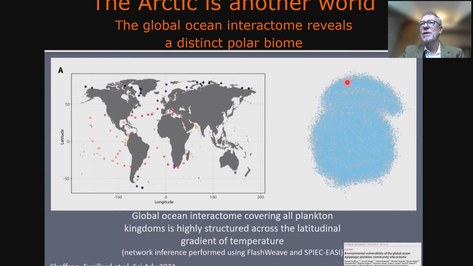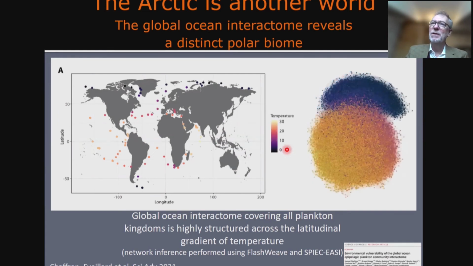And what you see on the right here is sort of this giant hairball, with each dot representing a different organism and the lines between them representing an interaction. Here we can see the whole plankton interactome at global scale, taken from all of the samples from Tara. Now, if we plot onto this the temperature at which those were generated, we see very clearly that we have two kinds of communities, okay?